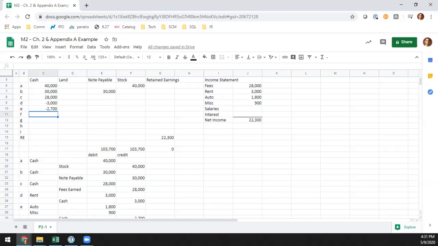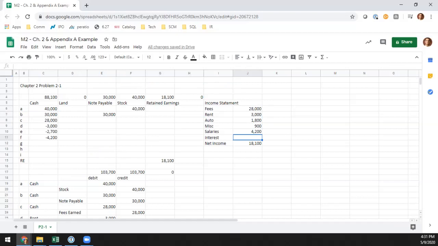So paid office salaries of 4,200. Again, if we pay salaries, we're going to decrease our cash. Salaries are not a balance sheet item. So they're on our income statement, which is going to flow through to our retained earnings statement. And we're balanced again.